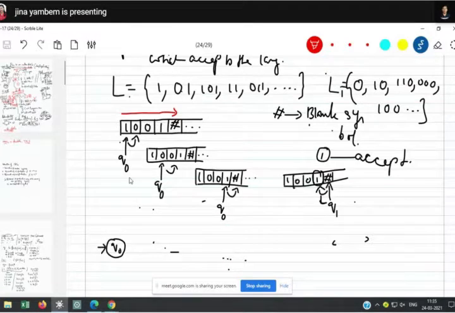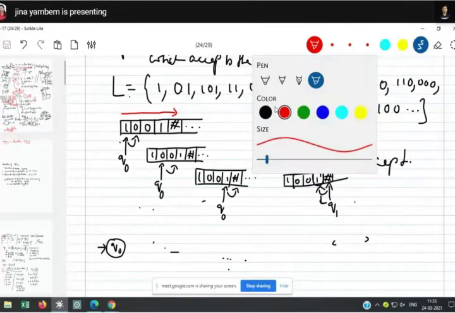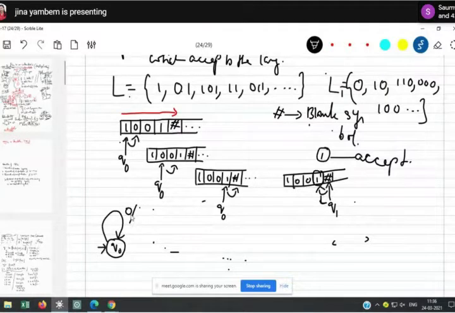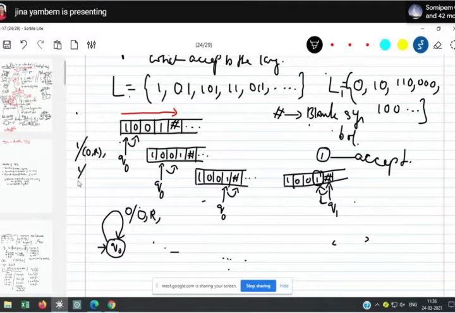Now I'll be drawing the diagram here. In the initial state, if I find 0, I'm not disturbing it. I'm not replacing this 0 by any symbol. I'm just leaving this 0 as it is, and then I'm moving towards the right side. See, in some textbooks, you can find a notation like this, this, or this.